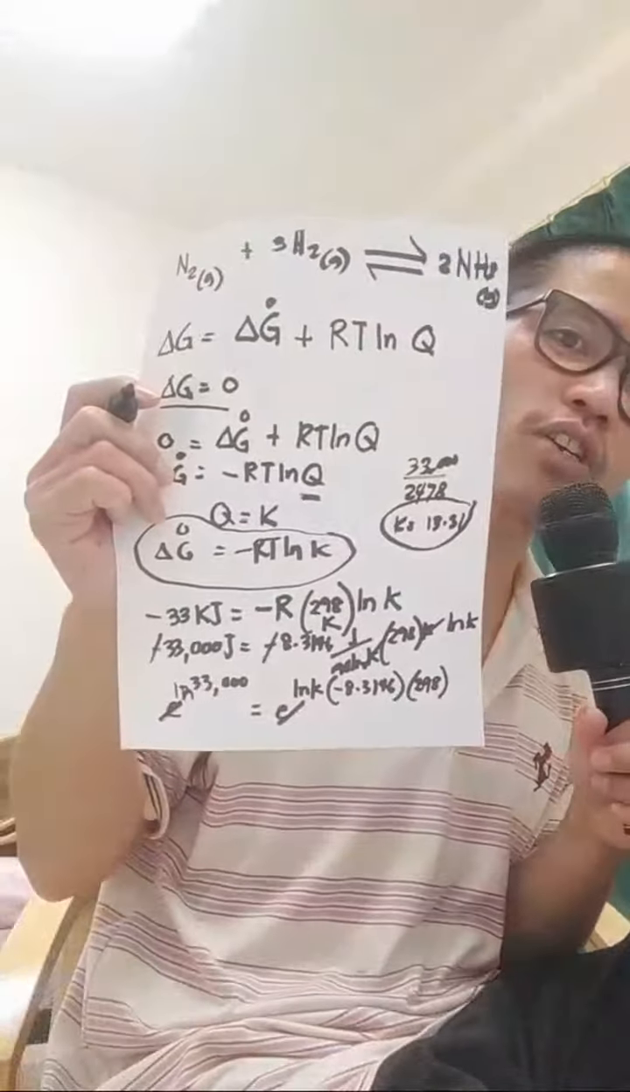Number 2: calculate the equilibrium constant for the following chemical reaction. It's the same reaction again, so I don't have to write it out. Delta G is equal to 0. Bingo, we are very lucky. How can we do this? Just use this formula again: delta G standard, the standard free energy change, is 0.